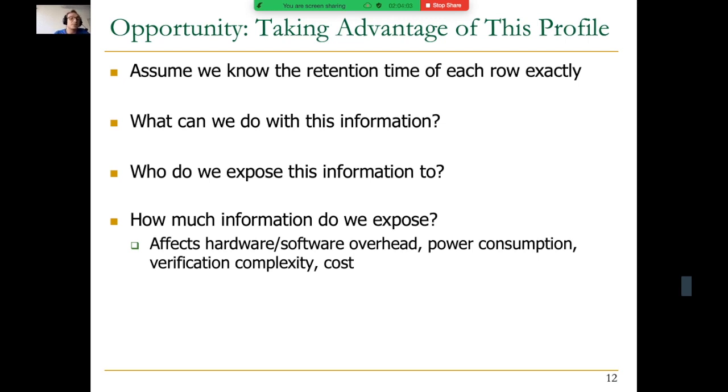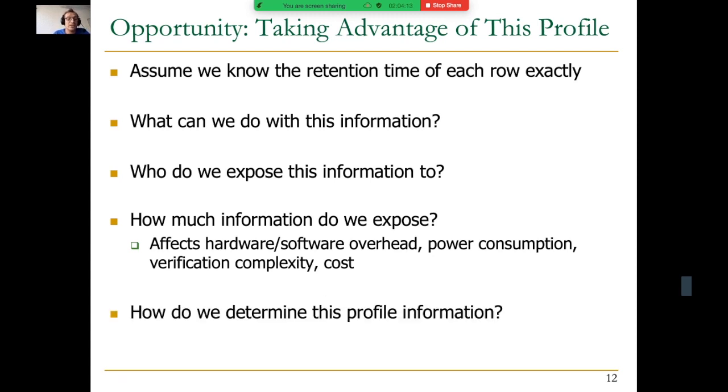And also, if you expose a lot of information, cost increases clearly, power consumption increases. So there are a lot of things that you need to take into account in terms of how much information you expose and how you expose it. And also, how do you determine this profile information, right? How can you determine it perfectly and accurately? We're going to talk a lot about this in this lecture because I think this is very instructive in terms of the difficulty of a problem that's conceptually easy.